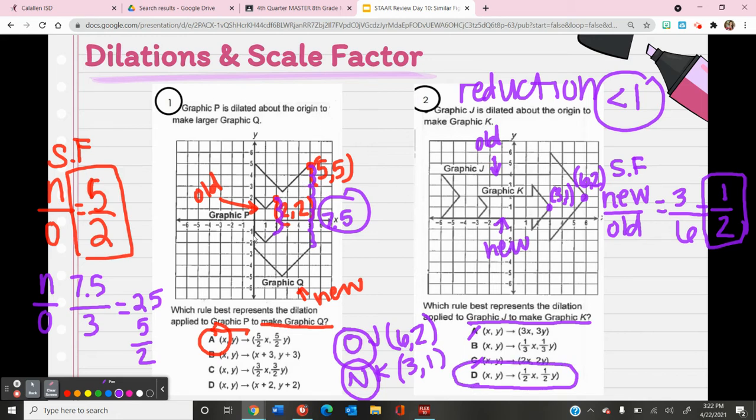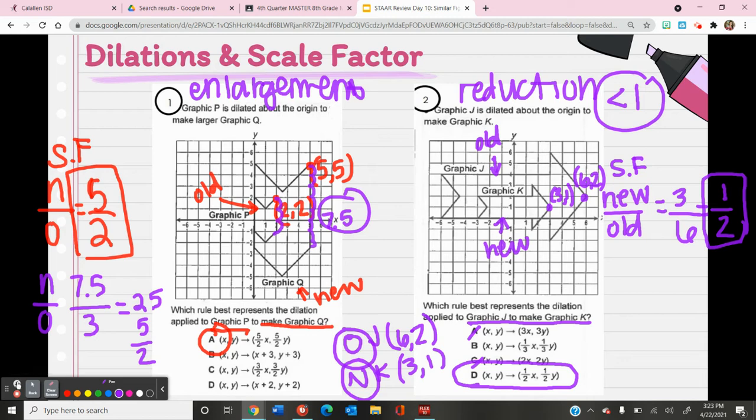Now going back to number 1, I just want to emphasize that we started off with graphic P and we went to graph Q. That means my image got bigger, which means this is an example of an enlargement. Some of you might have automatically eliminated A and C because you saw that they were fractions, and therefore thought that your number was going to be less than 1. You need to remember that these are improper fractions. So 5/2 does simplify to 2.5, so that number is greater than 1, which does mean it would be an enlargement.